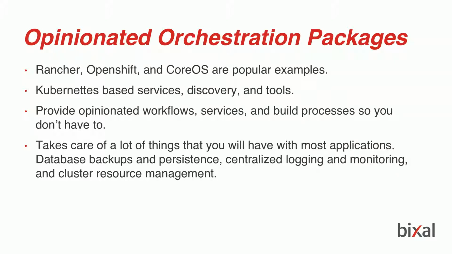Rancher, OpenShift, and CoreOS are the big popular examples of opinionated orchestration packages built on Kubernetes. So they have Kubernetes-based services, discoveries, tools, and their own custom open source infrastructure built into them, and some tooling around that to simplify the Kubernetes experience. They provide opinionated workflows and services. So they have logs, they have dashboards, they have the ability to create a persistent volume for your MySQL volumes and everything like that.